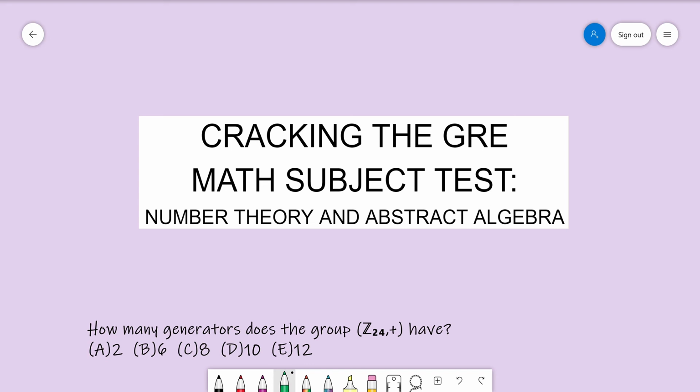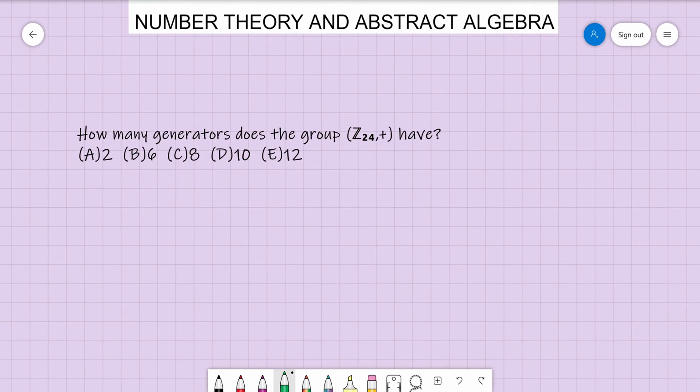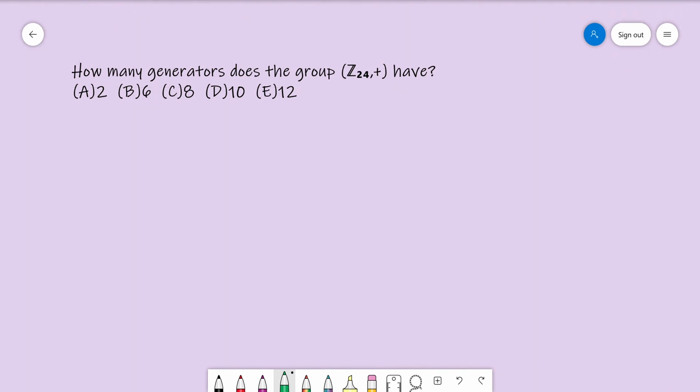Hey everybody, welcome back to Cracking the GRE Math Subject Test. We're on the Number Theory and Abstract Algebra chapter, and this is question number 6. This question asks us, how many generators does the group Z24 under the operation of addition have?